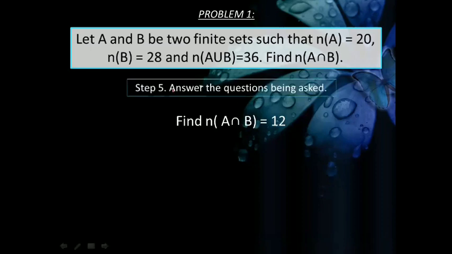Then step 5 is to answer the question being asked. The question is: find the number of elements of A intersection B, which is 12. And that is the answer. Another example is presented in our Google slide.